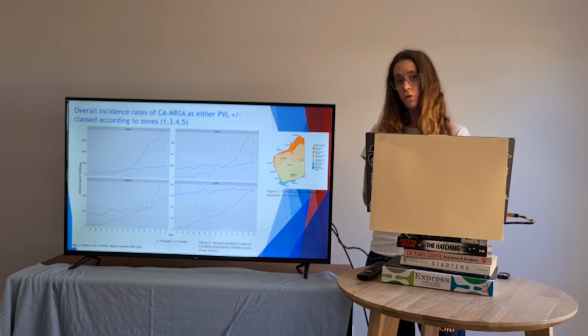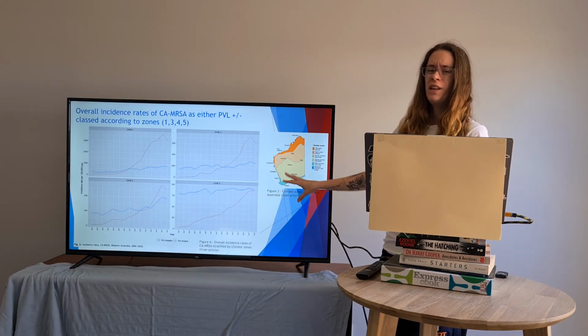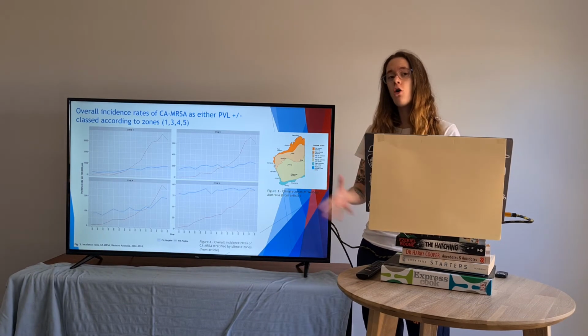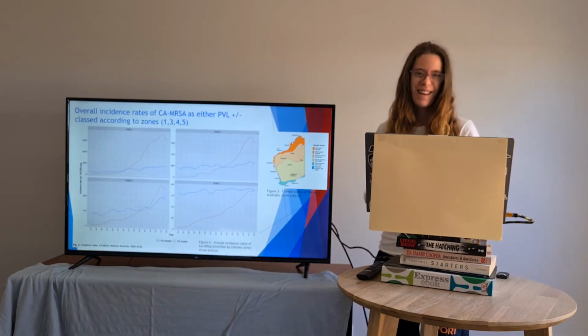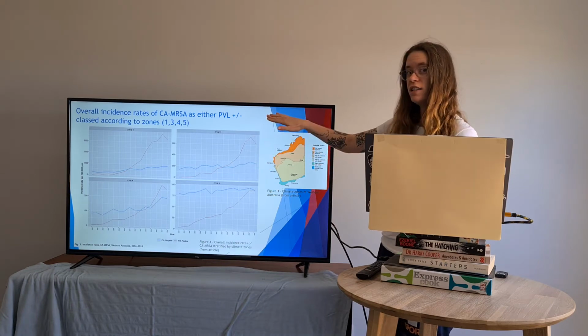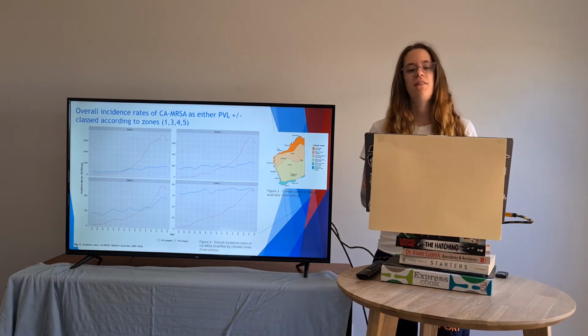What I think could have been done better here was to not stratify all these into the separate climate zones, but also have a comparison of the overall Western Australia trend of PVL positive and PVL negative. In saying that, I'm sure that it would follow a similar trend with a quite steep uprise in the PVL positive and a steady rise in the PVL negative cases.